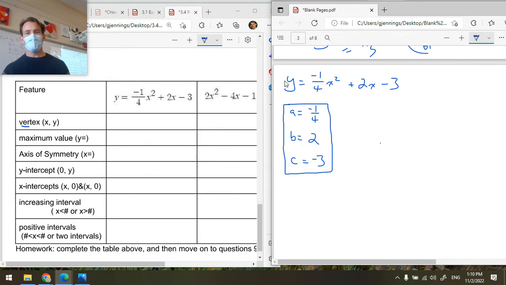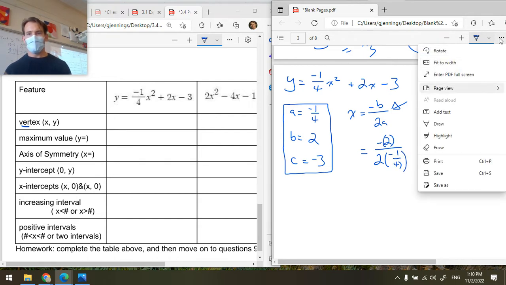The vertex, the x value, is always at negative b over 2a. So let's evaluate this for this case. Negative b will be negative this number. This is a little recipe, and we just follow the recipe. So we have negative 2 there, substituting in for b, all over 2 multiplied by a, which is negative 1 over 4.